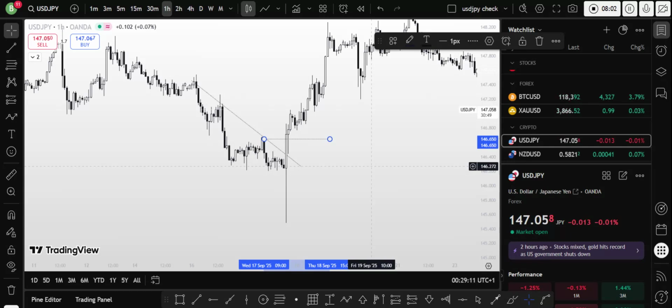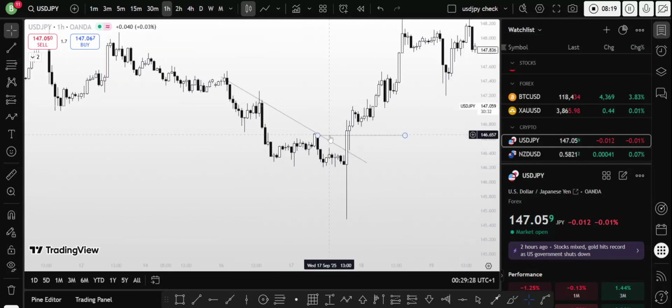It's usually a momentum space in which it has to be broken. Once price approaches this trend line, breaking the trend line is your first confirmation. And the second confirmation is just the liquidity. You make sure you're marking out the liquidity level.